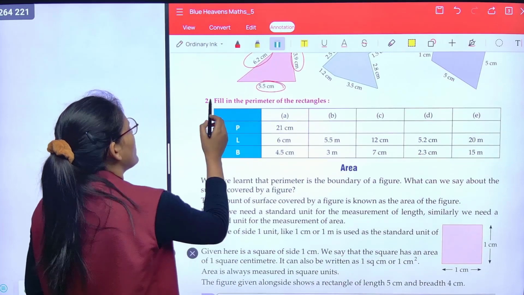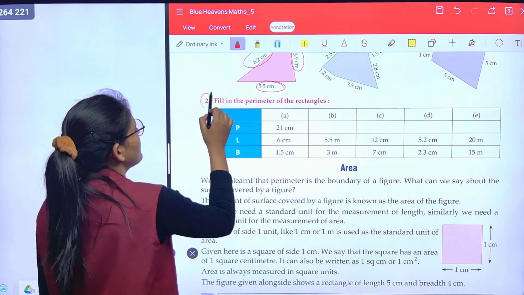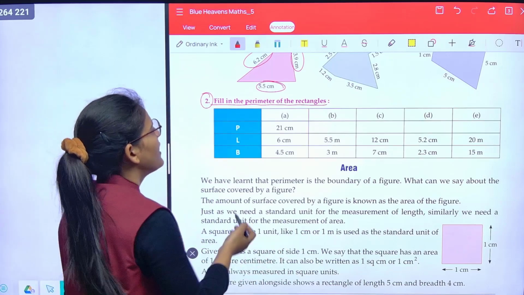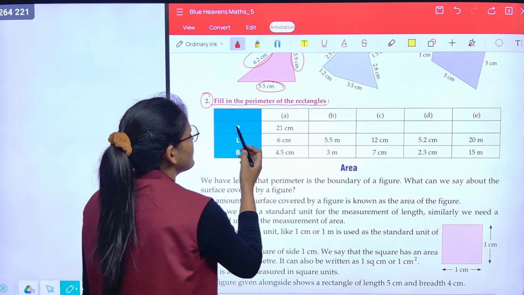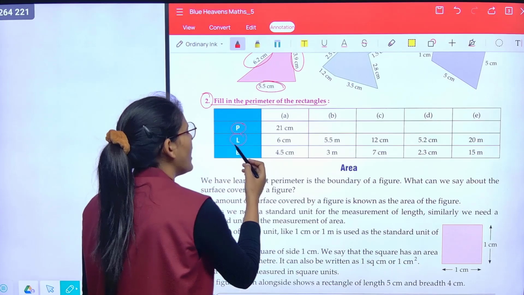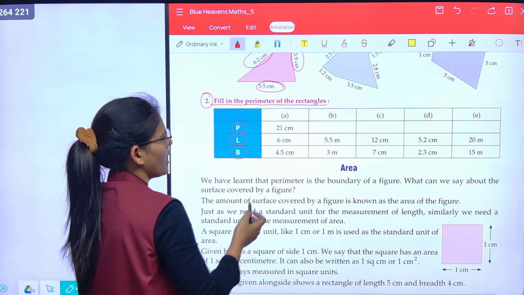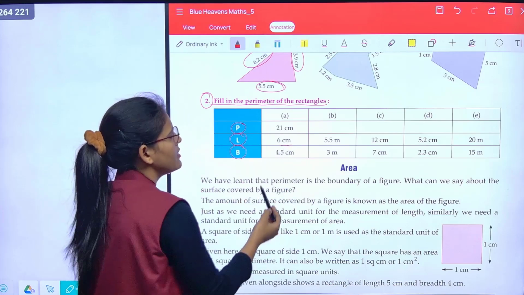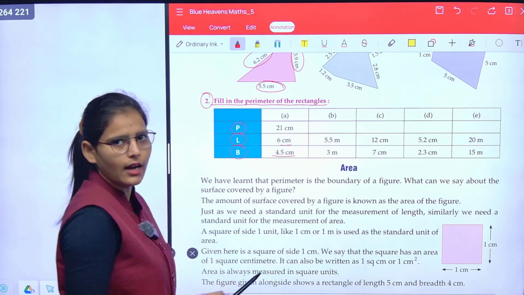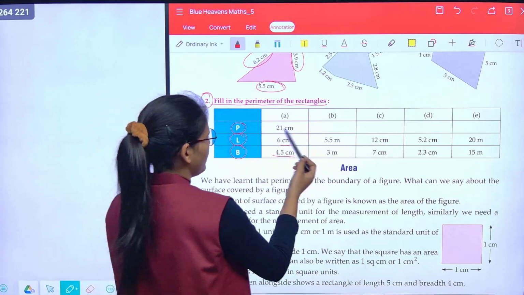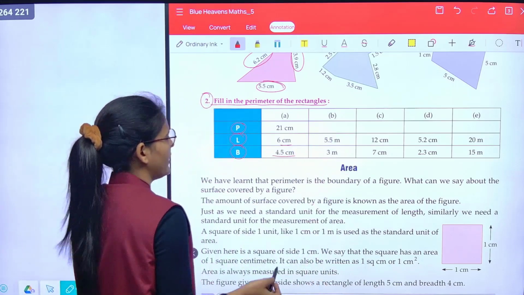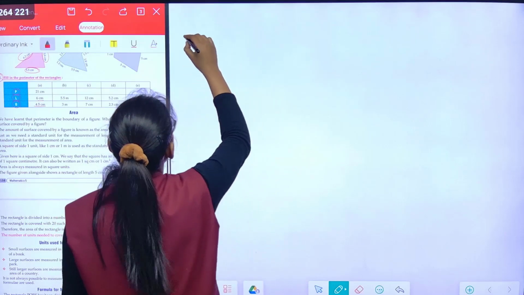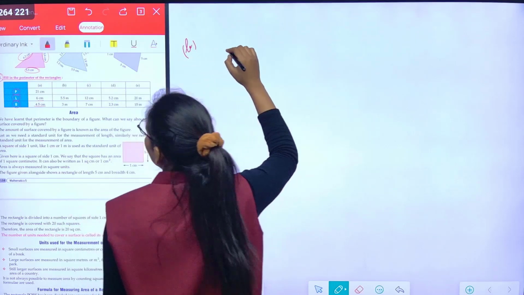Now class, come on, question number 2. Question number 2, fill in the parameter of the rectangles. Parameter of the rectangles, class. See, parameter, length and breadth. So parameter is 21, length is 6 centimeter, 4.5 is breadth. Understand? Now we have to find the parameter of rectangle, class. C. So B part we are doing. One is done for us.